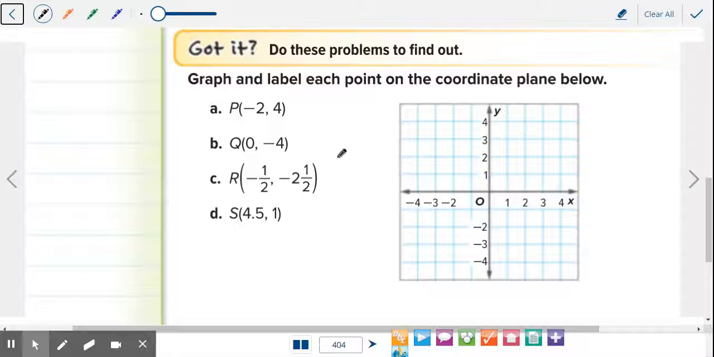Good. Okay, so we start here at 0, 0. We go over to -2, go up to 4. Okay, that's point P. Okay, point Q, 0, -4. Who can point to that one? Destiny?